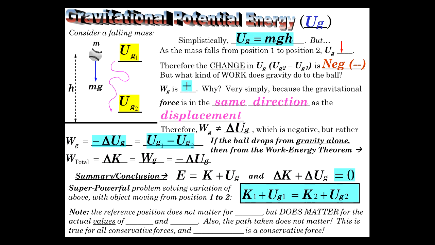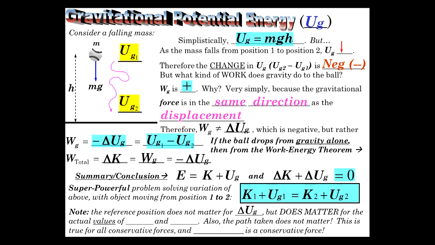Now, the reference position does not matter for the value of the change. In other words, here's the ball. Whatever height h is, if it drops, say, 3 meters down to the bottom, if that's what the difference between these are, that's fine. There's a certain change. If instead we started here and dropped it 3 meters down, that change would be the same amount, assuming the floor isn't in the way. So the changes in potential energy are independent of the reference position. However, the actual values of the potential energy could be different.